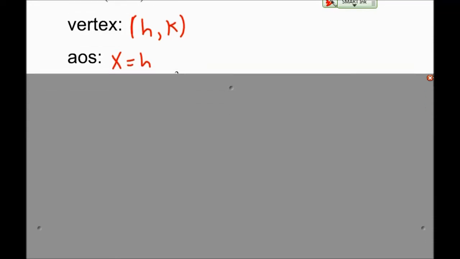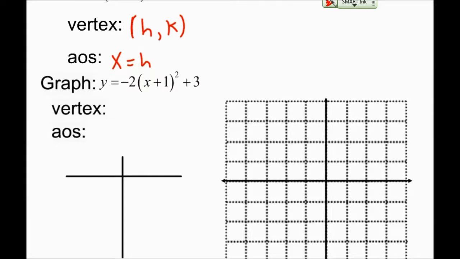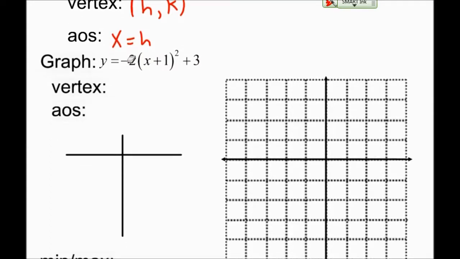So let's use this information to graph. Here's what I'm going to do. I'm going to graph y equals negative 2 times (x plus 1) squared plus 3. I instantly know that it is written in vertex form because it's a times (x minus h) quantity squared plus k. So I'm going to start out by finding my vertex, and that's generally how we always start our graphing: find the vertex, also known as the turning point.